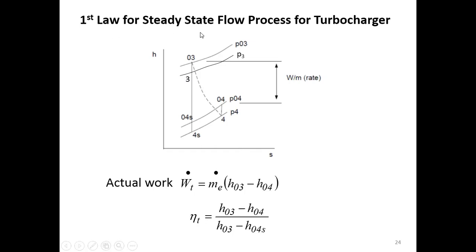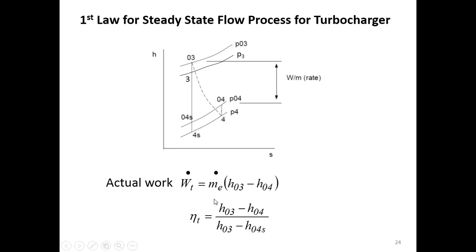Turbine work under steady state flow process. So we have to apply the first law for the steady state flow process. Here we have a pressure line as well. In your lecture, please draw this P3 line here as well. And we do the same as we have done on the compressor. The actual work from the turbine will be what?